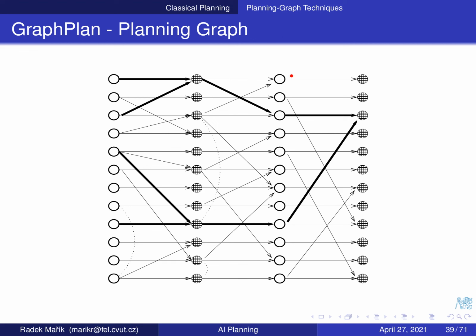That is from the application of actions. And here those dotted lines, I hope that you can see that, are the mutexes. It says these two literals cannot be satisfied at the same time. And for actions, it means these two actions cannot be executed in a parallel way.